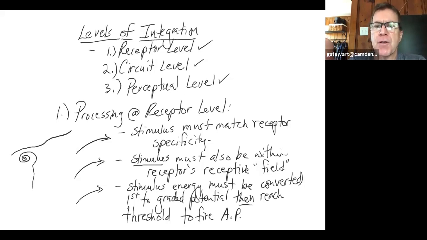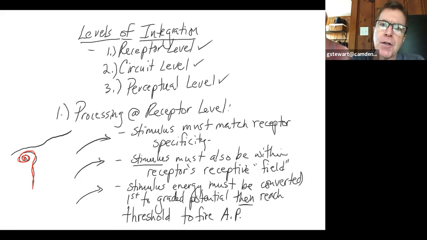First, this receptor, I'm going to highlight it in red, this touch receptor only picks up the stimulus from depression of skin or touch. It's not going to pick up some other stimulus like temperature change, for example. So that's what number one means. It must match the receptor specificity. Second, the stimulus must be within the receptor's field.